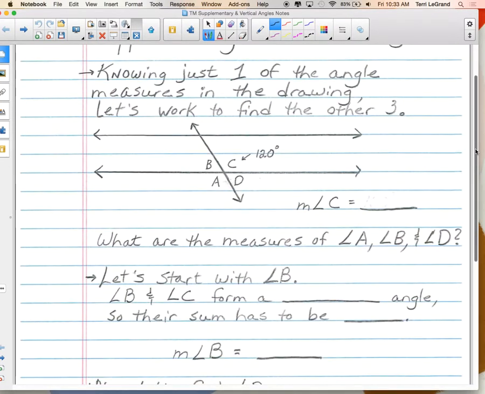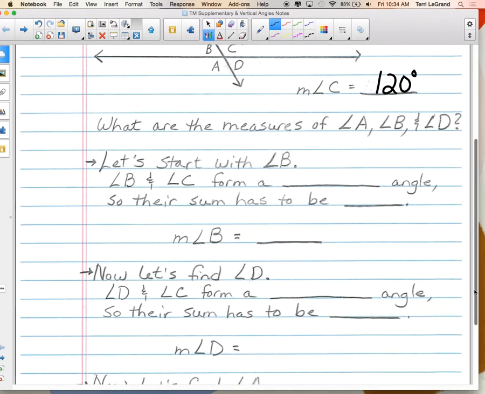No? Okay, well, then we don't have a whole lot of apparently prior knowledge of this, or we don't remember it anyway. So I have stated at the beginning of our notes today, knowing just one of the angle measures in that drawing, we should be able to find the other three. Okay? So which one is given to us in the drawing? Angle C. The little m here means measure. So the measure of angle C is 120 degrees, right? That's what the drawing tells us. So that one we know. But just knowing that one, we can now find the other three. So we're going to look for the measures of A, B, and D.